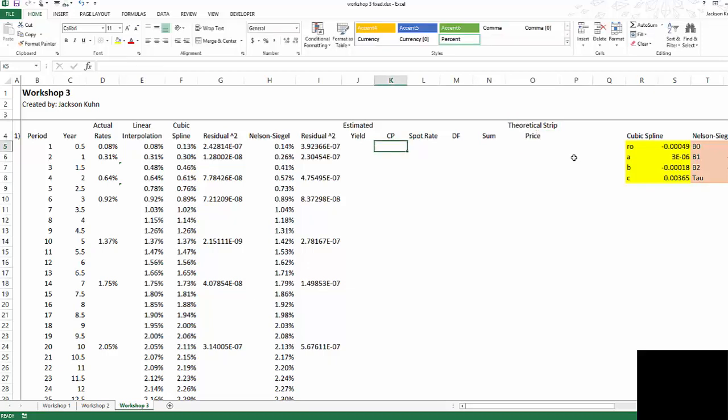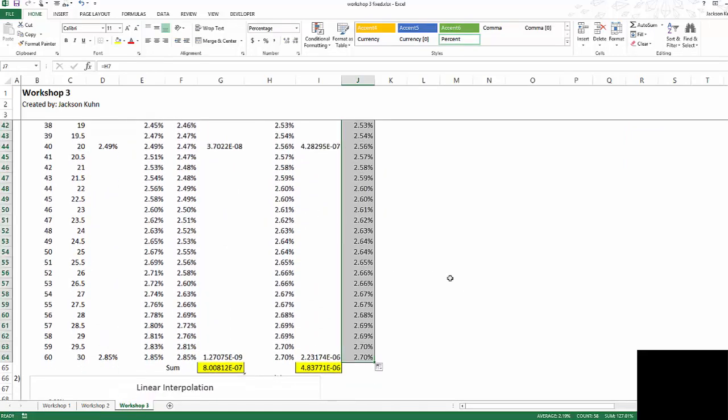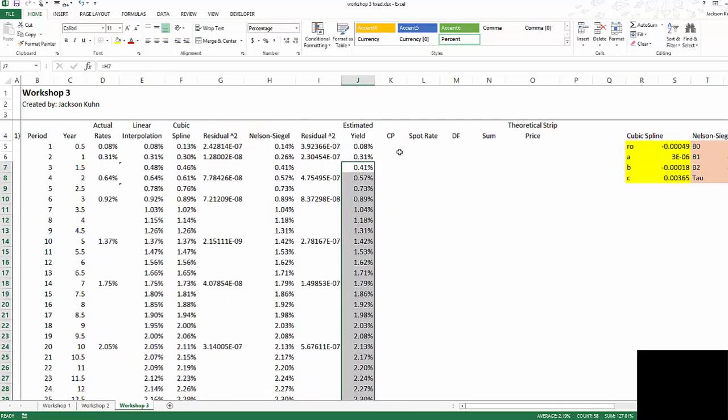So for our estimated yield, we're actually going to use our actual rates that we got from the Treasury for the first two periods. So that'll equal 0.08% for the half year, and then 0.31% for the year one maturity. But from that point, we're going to actually use our rates found through our Nelson-Siegel method. So we can just reference that, and we'll drag this all the way down. So that's our estimated yield curve.